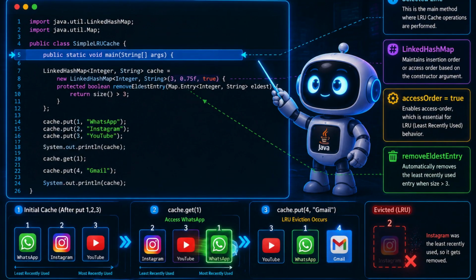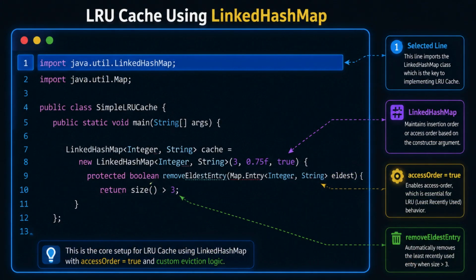Now let's see how Java provides a simpler implementation using LinkedHashMap before moving to the advanced hash map and doubly linked list approach. I'm going to create one class. The class name I'm going to keep as simple LRUCache. I'm following the Pascal notation. So inside this class, I'm going to write simply the main method, public static void main. Inside this method, as I already told, I'm going to approach this concept with the LinkedHashMap.